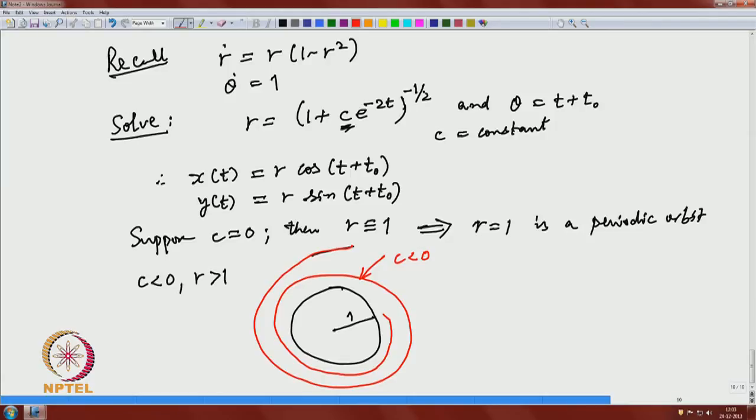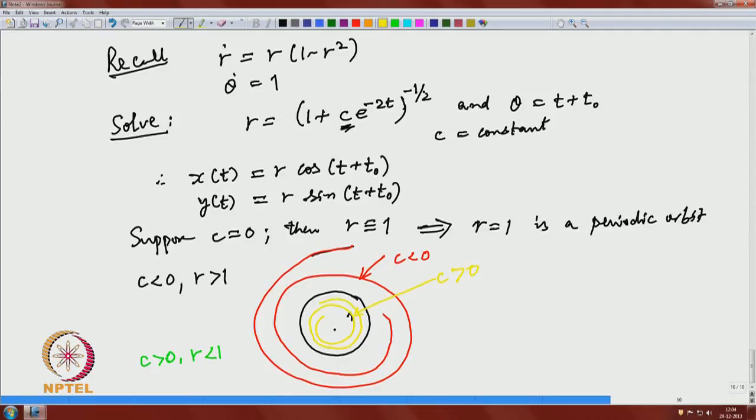Okay. And when C is positive, so this is more than 1, so you are in the denominator, so then r will be less than 1, so C positive. Okay, r will be less than 1. So, from inside it will be approaching that, either clockwise or counterclockwise. Okay, it will not go onto that. Okay, so it will just approach that. That is C positive, okay, in this picture.